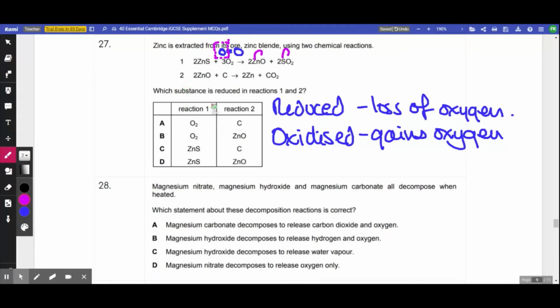So what has actually been reduced in reaction number 1? Well, the answer is oxygen. So we got one of these two as being a possible answer. So we can cross out C and cross out D. That's between these two. Reaction 2 is much clearer.